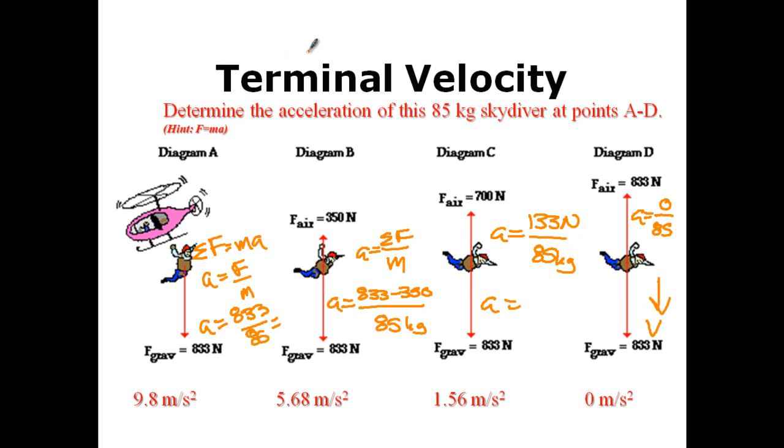Just real quick, how do we get these? We have force and mass, newtons divided by kilograms. How do we end up with meters per second squared? Recall that a newton equals a kilogram times a meter over second squared. So if I'm doing newtons divided by kilograms, that's the same as kilograms times meters over second squared divided by kilograms. Those kilograms cancel out, and I'm left with meters per second squared, which is good because I'm talking about acceleration.